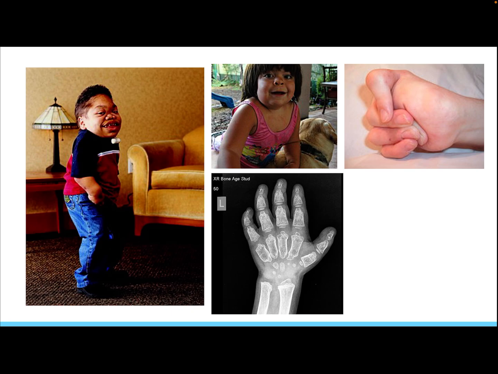These are the pictures showing you the clinical features of a mucopolysaccharidosis. The picture on the left of the boy and the picture of the girl, you can see the clearest features I have been talking about. You can see also contractures in this picture, and you can see also in the X-ray something we call dysostosis multiplex.